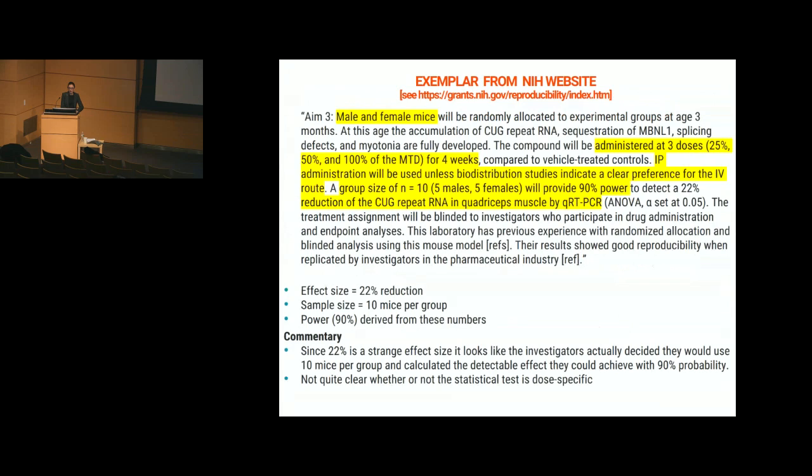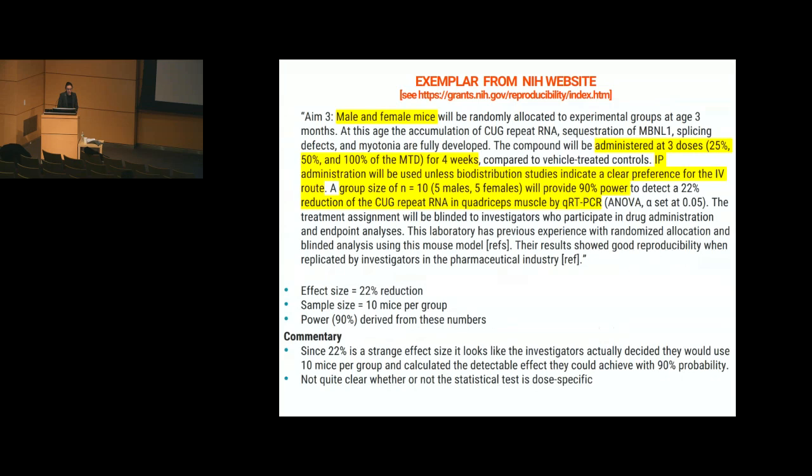So these are two, I think, useful examples from the NIH website. I will give you some time to read. They describe experiments in male and female mice, randomly allocated to experimental groups. They describe the compound at three doses for 4 weeks compared to the control. IP administration will be used to indicate a clear preference for the IV route, a group size of 10, and a power of 90% to detect a 22% reduction of the CUG repeat RNA in quadriceps muscle by QRT-PCR, and they show the test.